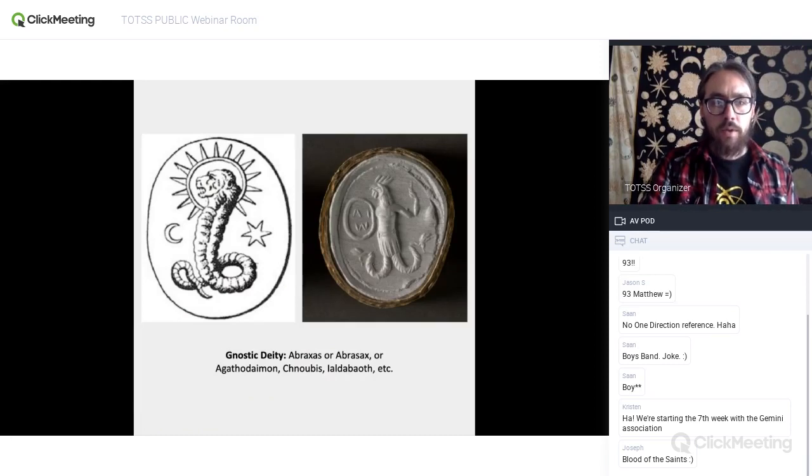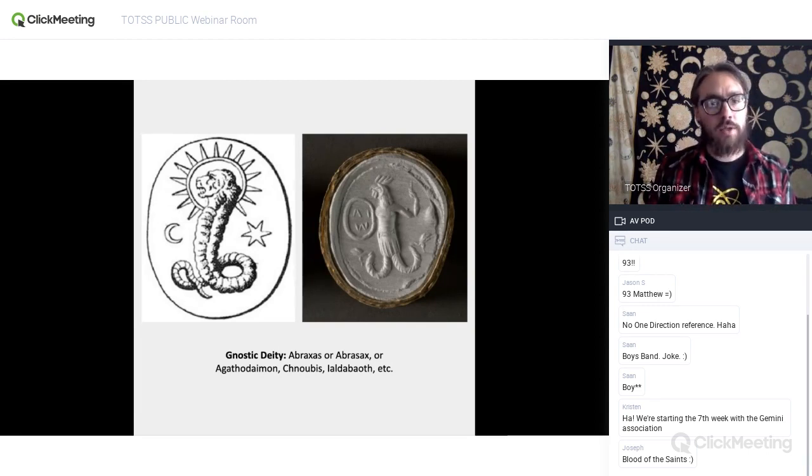Okay, so the Greek and Roman deities weren't super relevant here. So instead, again, you won't find this in 777, but I think it's an important thing to know. You'll see references in some of Crowley's works and in a lot of other later Thelemic and esoteric works. This is a Gnostic deity who goes by many different names. So we've got Abraxas or Abrasax, also Agathodaimon, Anubis, Yaldabaoth, and many other names as well.